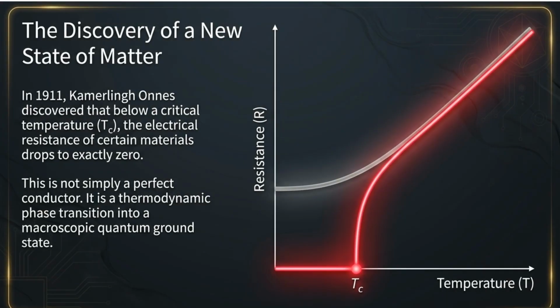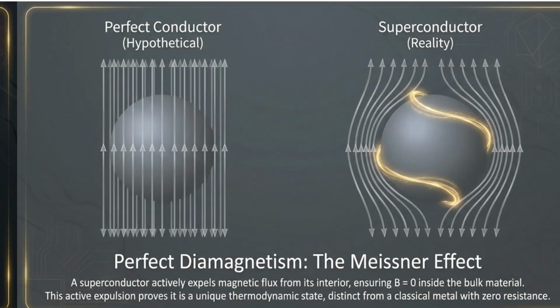The discovery of a new state of matter occurred in 1911 when Kamerlingh Onnes found that below a critical temperature, the electrical resistance of certain materials drops to exactly zero. This is not just a perfect conductor, it is a thermodynamic phase transition into a macroscopic quantum ground state.